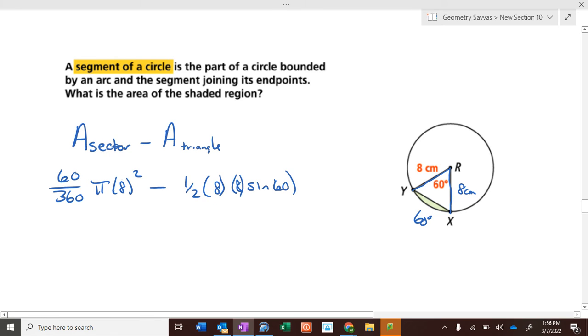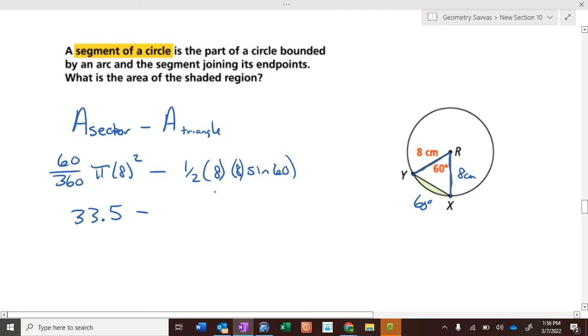Okay? So what we're going to do is actually use our calculator to get this to the nearest tenth, because that's just what we're going to do. So take 8 squared times pi, hit the pi button on your calculator, and take that times 60 divided by 360. And what do we get to the nearest tenth? Okay? And then take 1/2 times 8, which is 4, times 8, which is 32, times the sine of 60, to the nearest tenth.